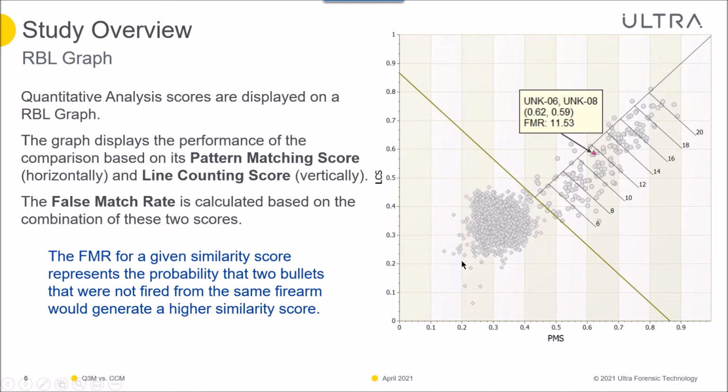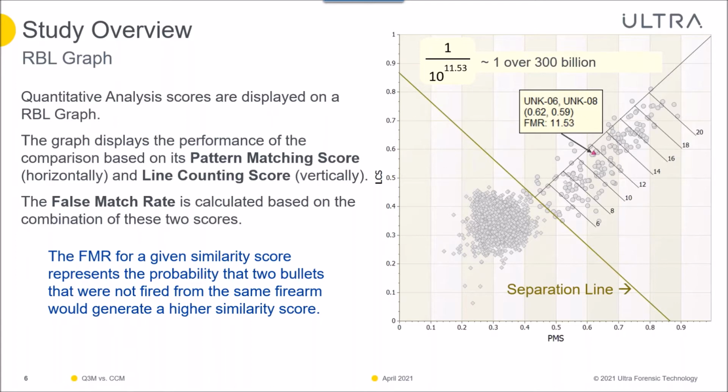And so when we talk about the FMR, the false match rate for a given similarity score represents the probability that 2 bullets that were not fired from the same firearm would generate a higher similarity score. So that is what that numerical value is representing. And that numerical value is applied to a formula of 1 over 10 to the power of that false match rate value, 11.53 in this case. And that establishes an index of 1 over 300 billion in this particular example.